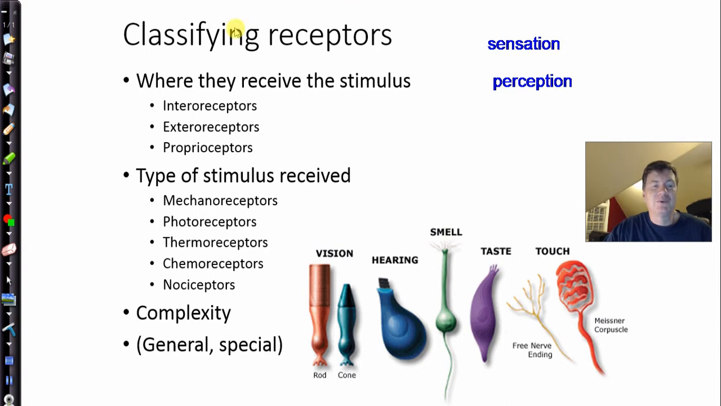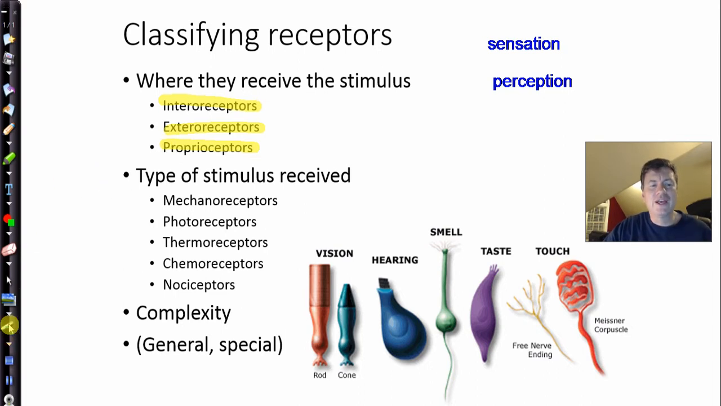So we can look at receptors in different ways. We can talk about them in terms of where they receive the stimulus. Are they receiving stimuli from inside the body or from outside the body? Or even a little specialized one, the proprioceptors, which are going to be actually interoceptors, but these are going to be specialized to receive information about the body itself in terms of postural position and balance.